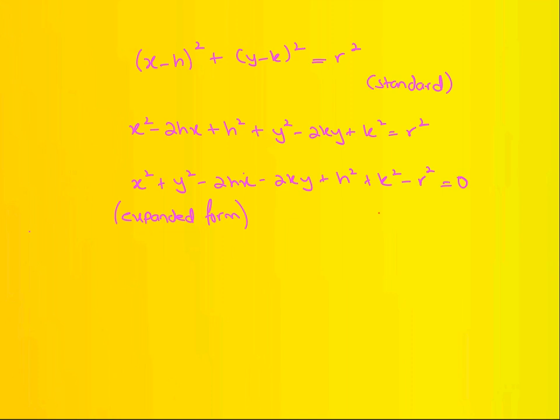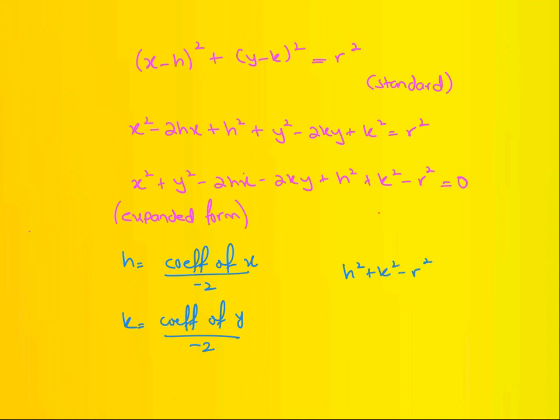Now I did give you a shortcut to find the center and radius from this form. What I said was, for h, you can use the coefficient of x and divide that by minus 2. For k, you can use the coefficient of y, divide by minus 2. And for the radius, you can use h square plus k square minus r square equal to the constant in the equation.